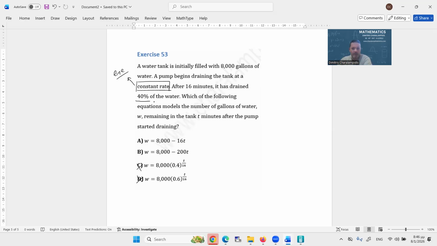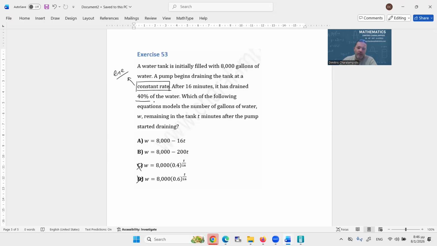t minutes after, at a constant rate. When t is 0, it should be 8,000. When t is 16, 4,800. Let's see. 8,000 minus 200 times 16. It's 4,800. Okay, so it looks like B.